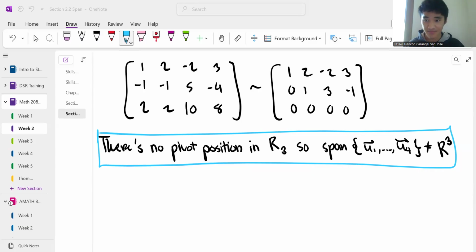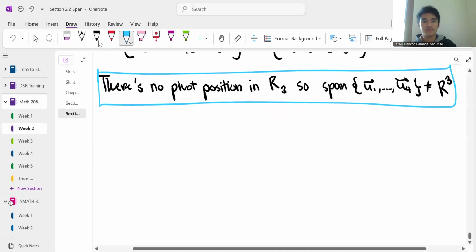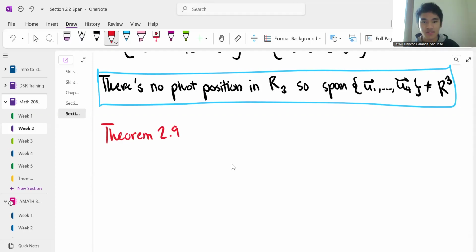That's a very interesting theorem, right? Since from that theorem, we can tell if the set does not span Rn. Okay? Right, let's do theorem 2.9. We can do this, hopefully. Yeah, we're pretty close, so we should be fine.